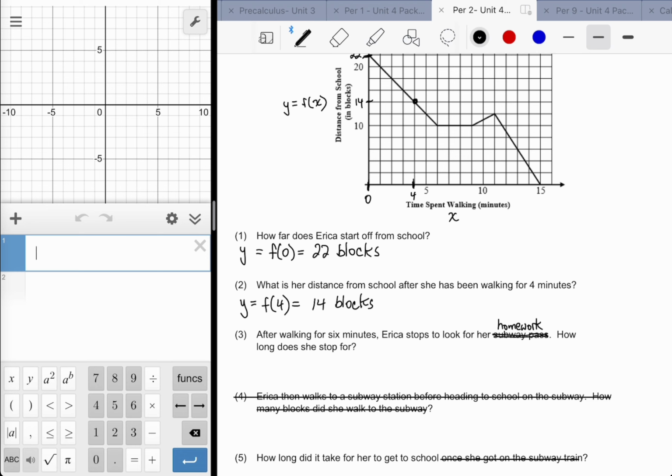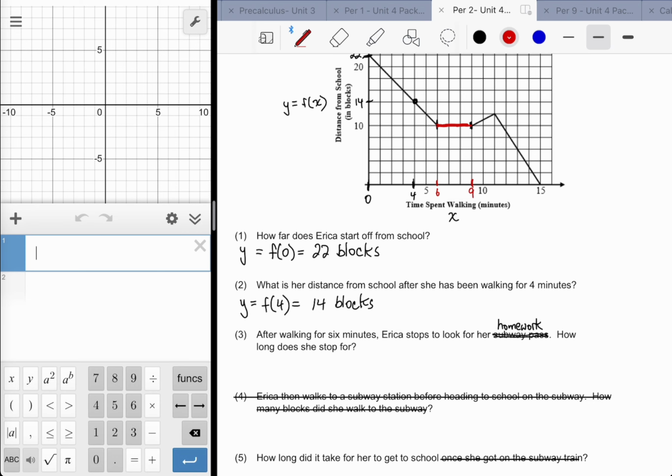After walking for 6 minutes, she's thinking and walking as she goes, and she's like, oh, did I pack my homework? So she stops and has a look in her backpack to see if her homework's there. We're just asking how long it took for that to happen. The instant she stops moving, time is elapsing but there is no movement happening. It seems to be over in this interval here, going from 6 to 9.